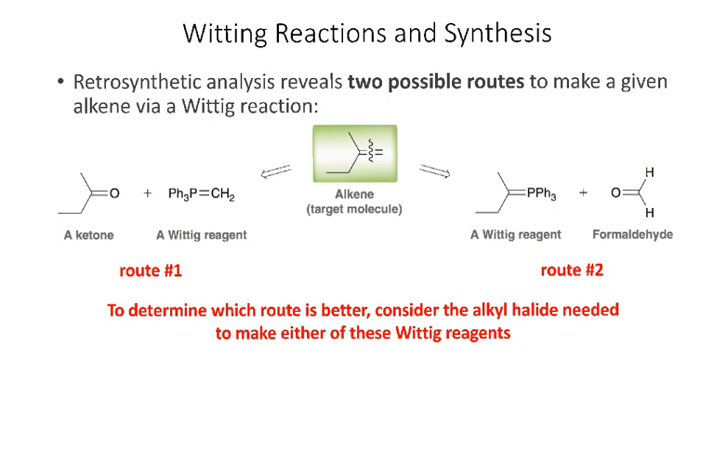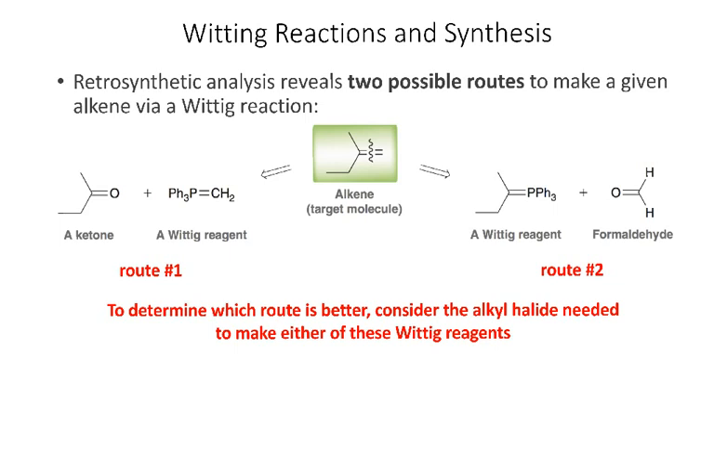When we use the Wittig reagent in synthesis, there's generally 2 routes for making the desired alkene. We can either do it where this side came from the aldehyde or the ketone, and this side came from the Wittig reagent, or vice versa. And so to determine which route is better, we want to consider what alkyl halide we would need to make the different Wittig reagents, remembering that this starts with an SN2 process.